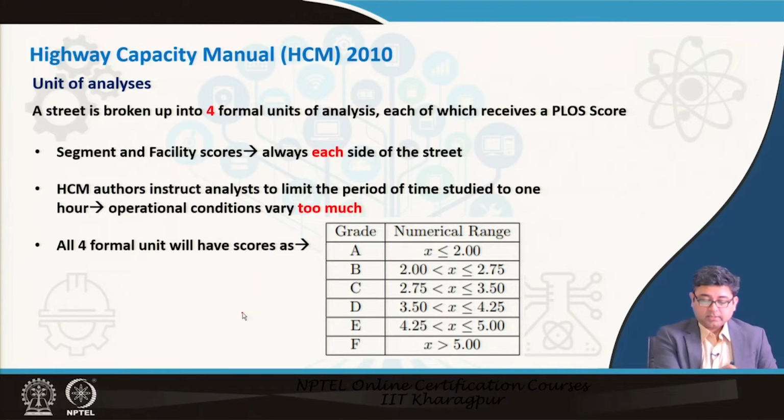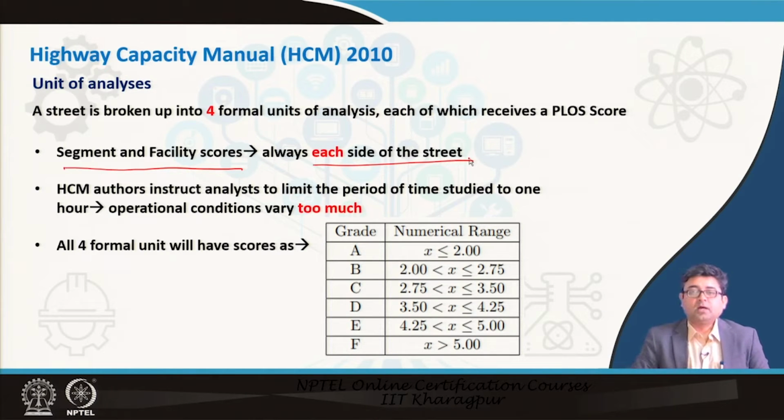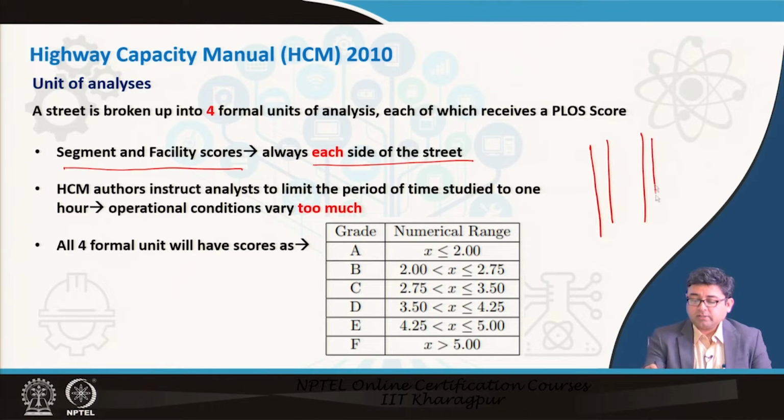Before we do that, let us just tell you that the segment and facility scores are always on each side of the street. Remember, if there are walking facilities on both sides of the street, then the segment and facility scores are different for different sides. So, there may be one road which has 2 pedestrian facilities, up and down. However, it is not enough to develop the level of service for only one side.